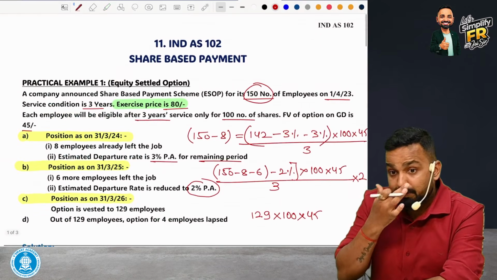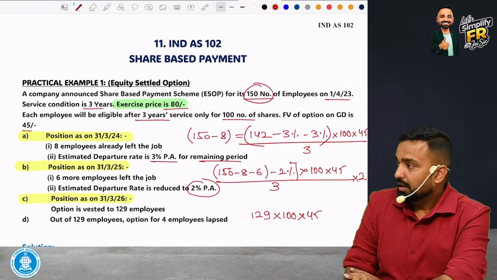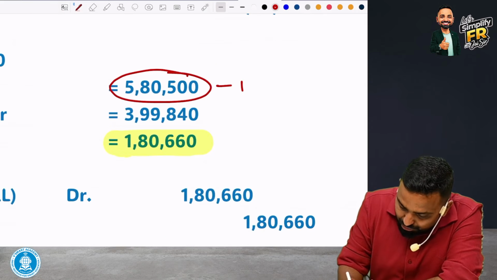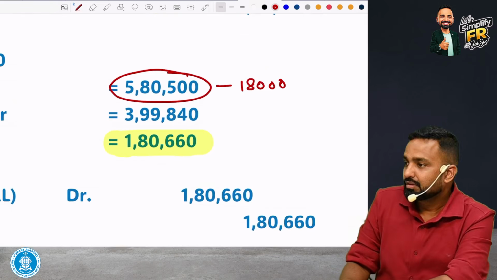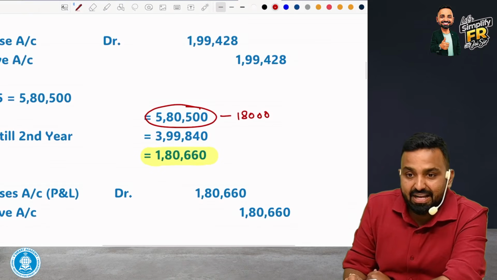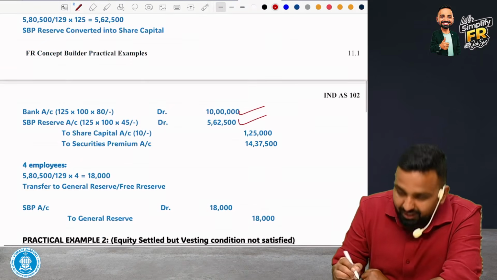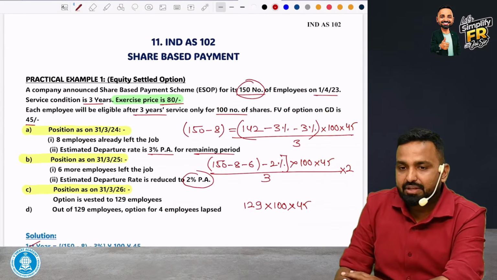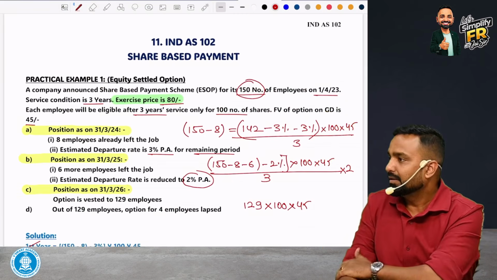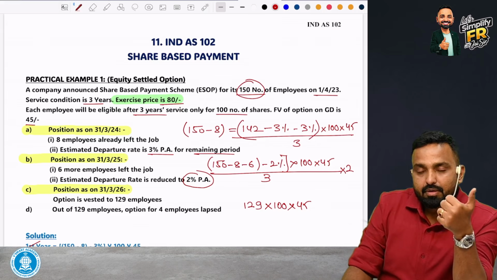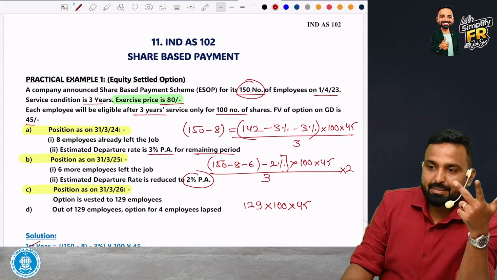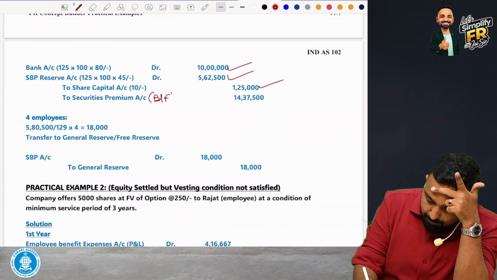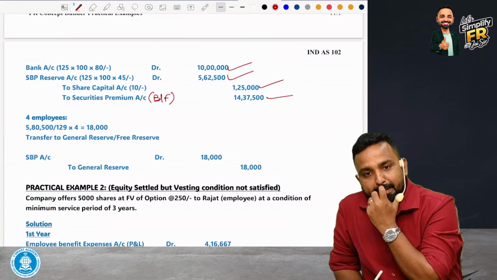Okay. Now, SBP reserve. The overall SBP reserve was this. You have transferred 18. Now, the remaining part is 5 lakh 62,500. Now, the face value. Assume face value 10 rupees. If nothing is mentioned, assume 10 rupees. So tell me: 125 multiply by 100 multiply by 10. And the remaining balance is securities premium.